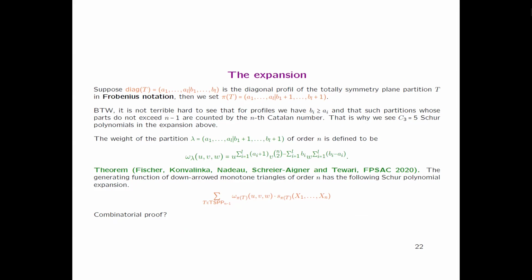And then the result is that the Schur expansion is just the sum over all totally symmetric plane partitions. You take the partition given by this diagonal, which I've just described. You compute the weight, and this gives you the Schur expansion. And actually, a combinatorial proof of that is open too. Okay, so you could wonder, how can you decompose an arrowed monotone triangle into a totally symmetric plane partition and into a semi-standard Young tableau? So you need to get a pair of a totally symmetric plane partition and a semi-standard Young tableau.